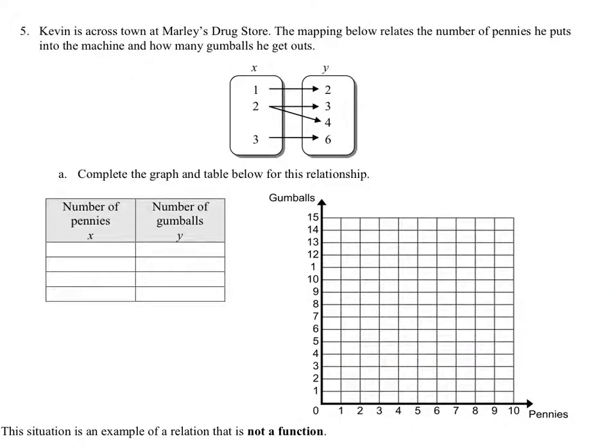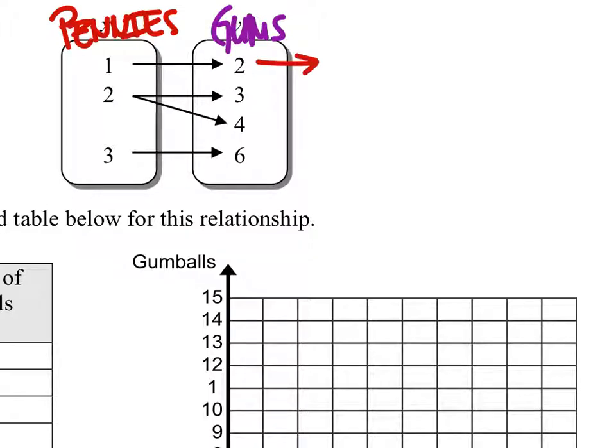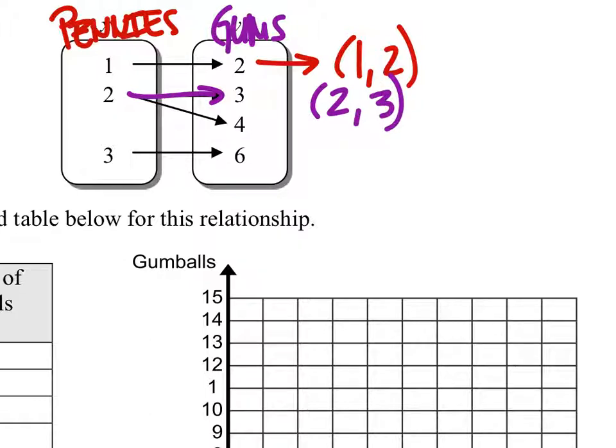Kevin is across town at Marley's drugstore. The mapping below relates the number of pennies he puts into the machine and how many gumballs he gets. So the first arrow right here: X is pennies, and Y is the number of gumballs. The first time he puts in 1 penny, he gets 2 gumballs. Kevin is a happy person, and there is a function. The next time, 2 pennies gives us 3 gumballs, so it's not proportional, but that's okay. So he says, I'm going to try 2 pennies again, and now I get 4 gumballs.